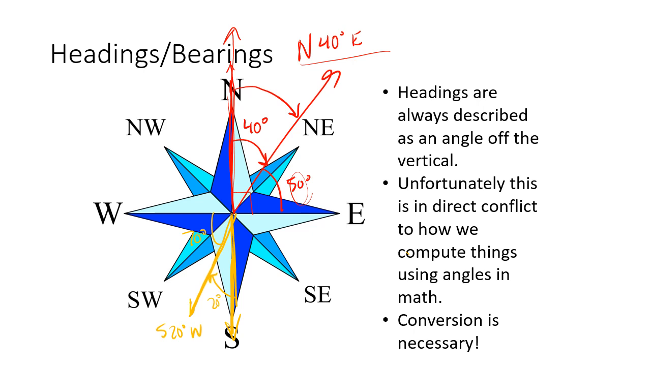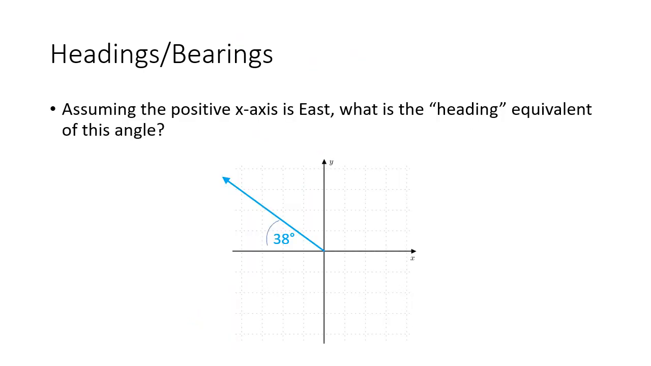Let's do some practice there. Here's an angle given to you in standard position of 38 degrees. What is the equivalent heading? So that means it's north, and then how many degrees towards the west? Well, it's going to be north, and then what is 90 minus 38? 90 minus 38 is 52 degrees. So north 52 degrees west.